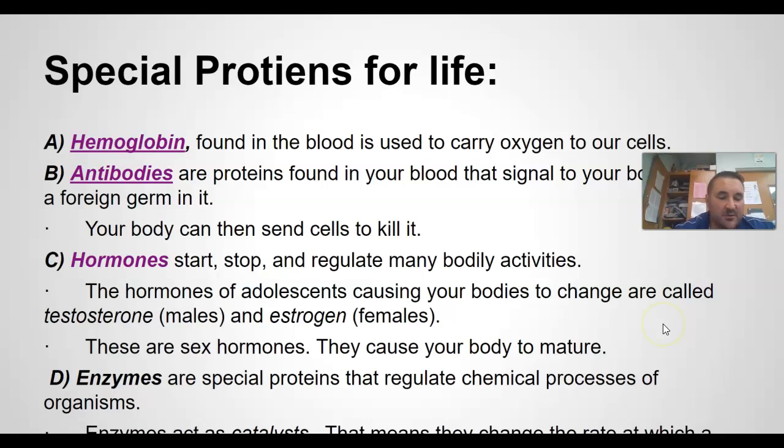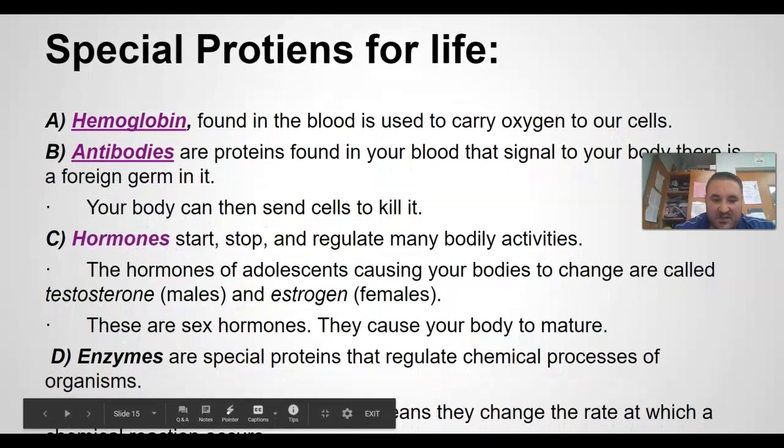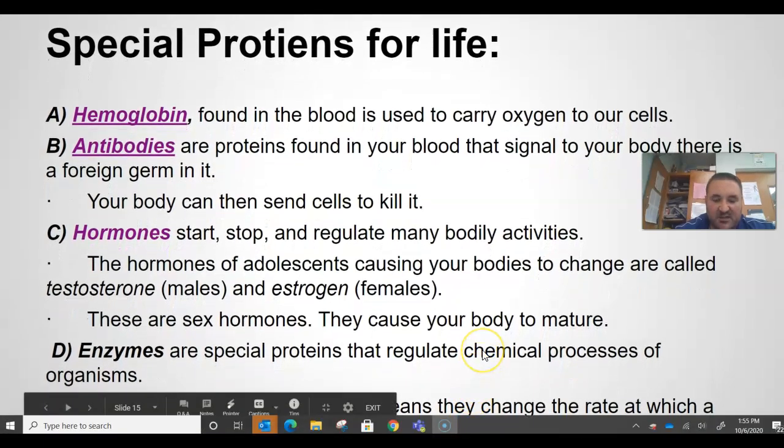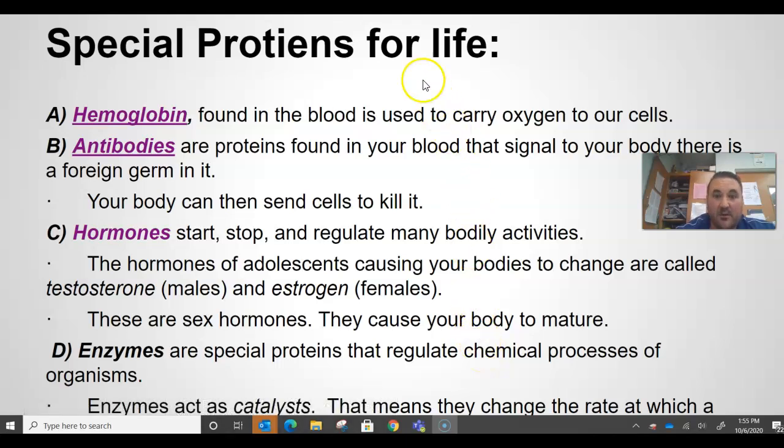A very important group of proteins are the enzymes. Enzymes are catalysts. Those catalysts control chemical reactions that go on within the cell. Those chemical reactions drive every life process.